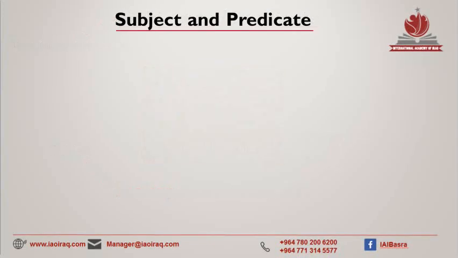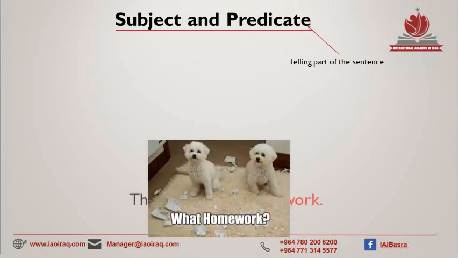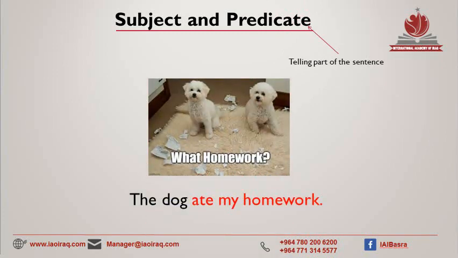Next, the predicate. The predicate is the telling part of the sentence. So let's look at the same example. The rest of the sentence, ate my homework, is the predicate. So the subject is the dog. We know that who did it? The dog did it. The telling part, what did they do? The dog ate my homework. So ate my homework is the predicate. Let's look at one more example.